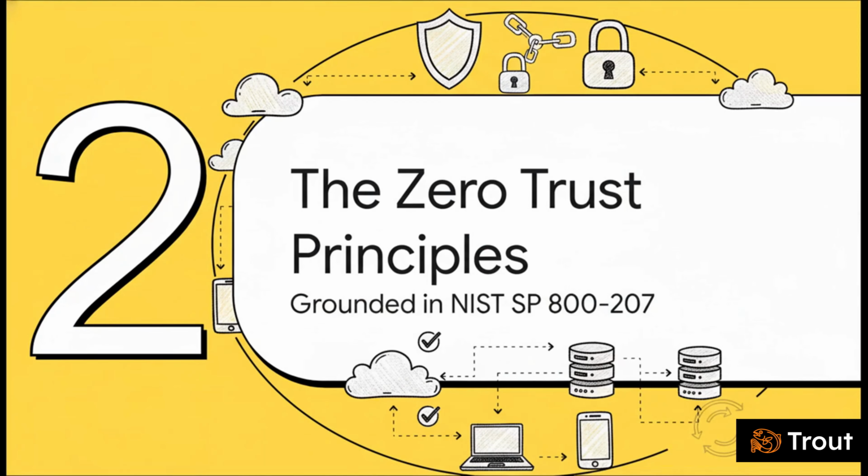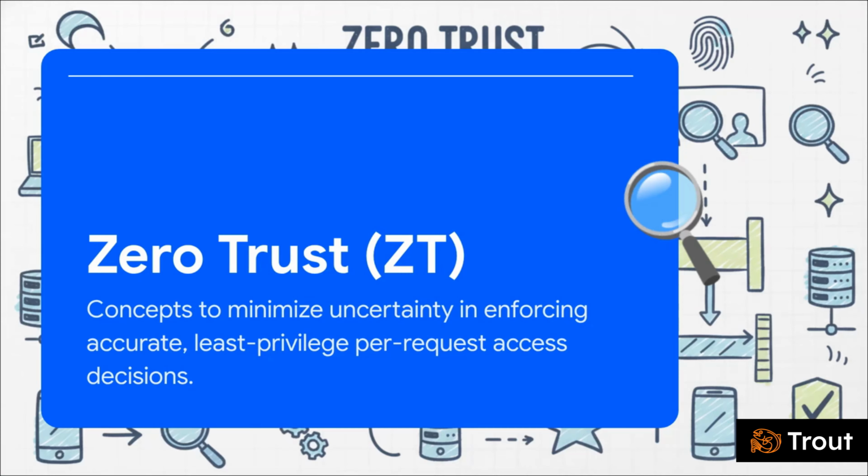Now, to make sure we're all working from the same playbook, we're going to lean on the definitions from the National Institute of Standards and Technology, or NIST. Their special publication 800-207 is really the authoritative guide here, giving us a solid, abstract definition for zero trust architecture. Okay, I know that sounds a little academic, so let's unpack it.